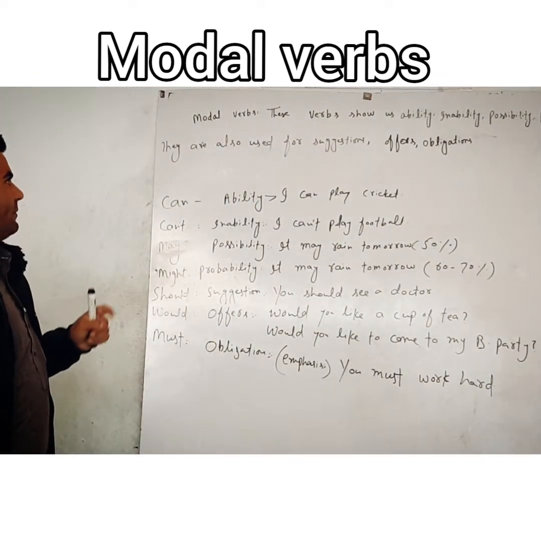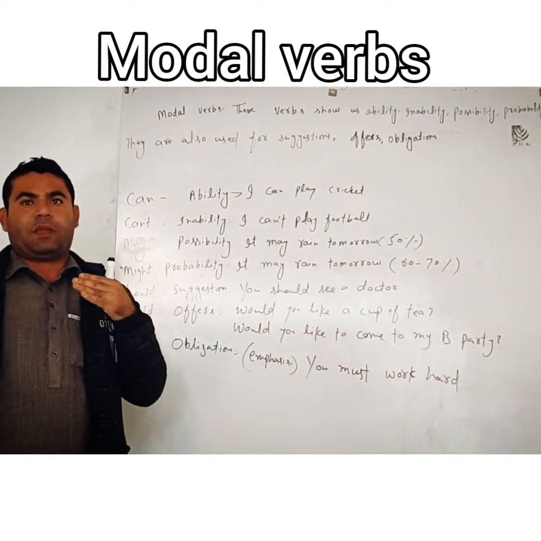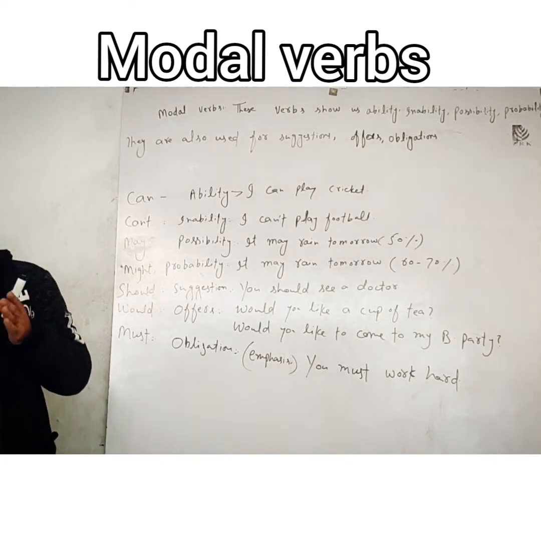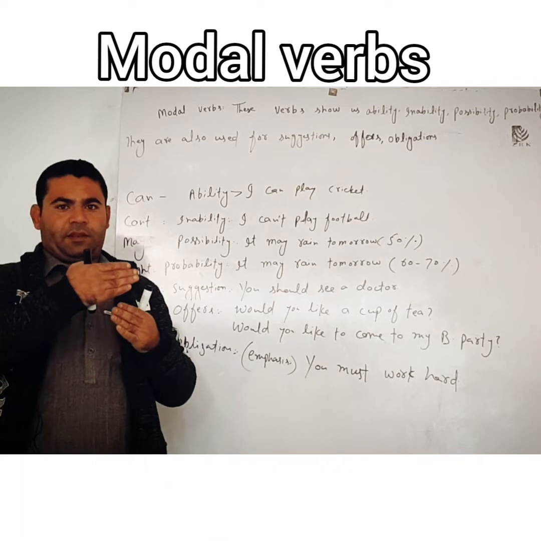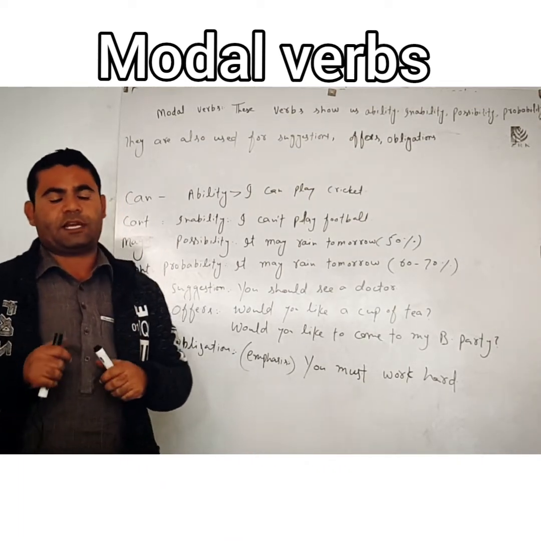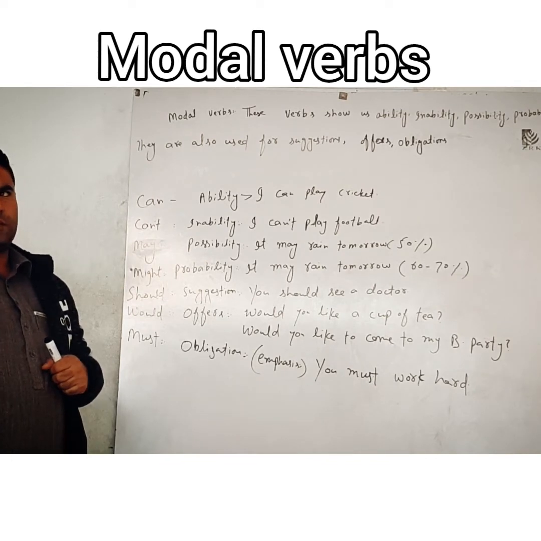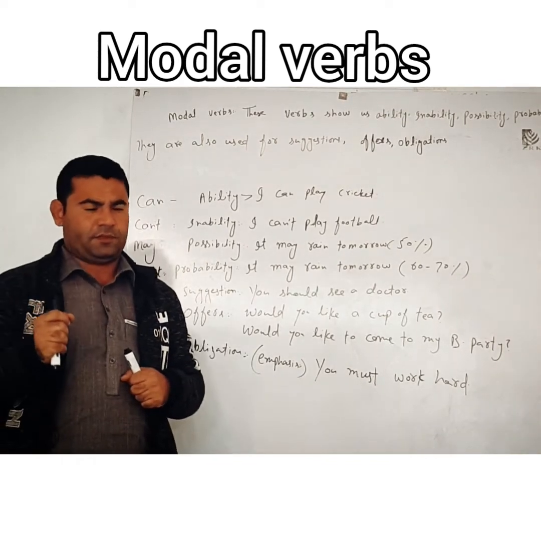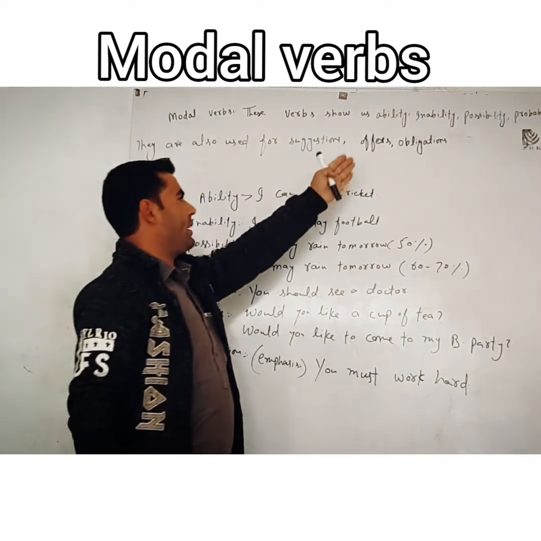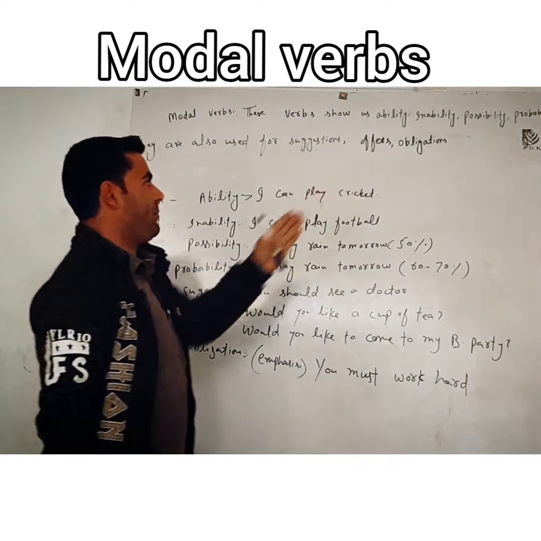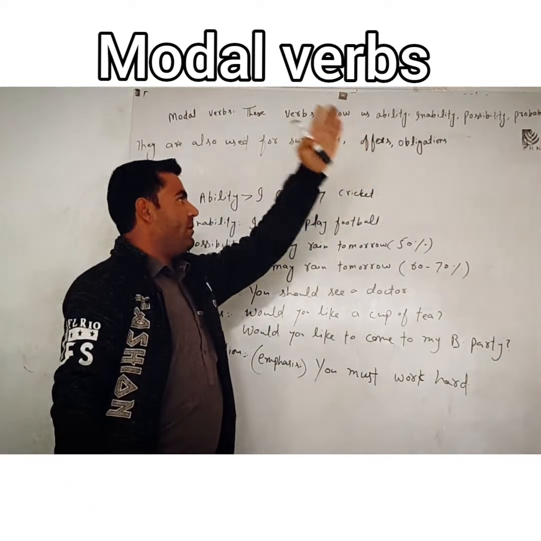Now let's talk about them. There can't be a solid definition of the modal verbs. As I told you, each modal verb carries a different meaning. So therefore I want to tell you that there can't be just a solid definition. It's impossible. Yes, we can have a definition like that these verbs show us ability, inability, possibility, probability. They're also used for suggestions, offers, obligations, etc.